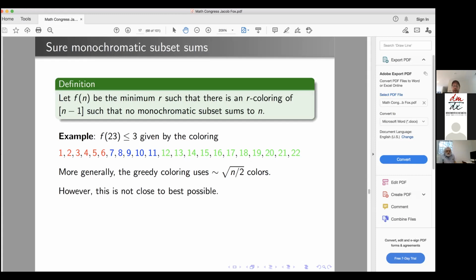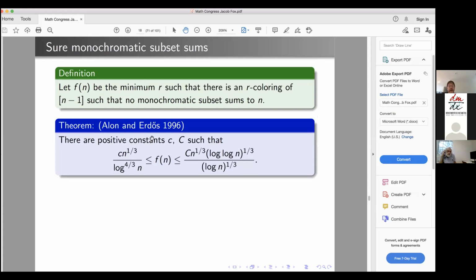And Erdős first proved that f of n is little o of n to the 1/3 and asked if actually the right exponent is a third. And this was solved by Alon and Erdős in the mid 90s. They showed upper and lower bounds on this f of n, the minimum number of colors, which is roughly like n to the 1/3, although there are logarithmic factor differences in the lower and upper bound. They're roughly off by a factor of log n between the lower and upper bound.